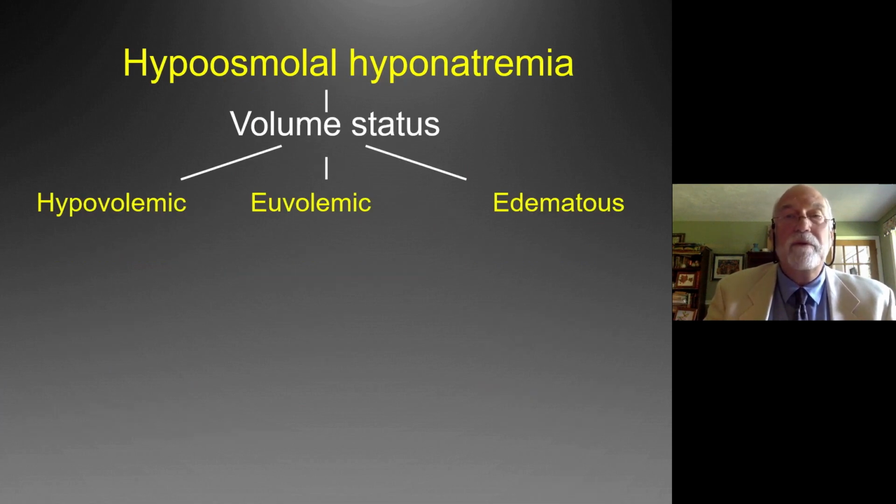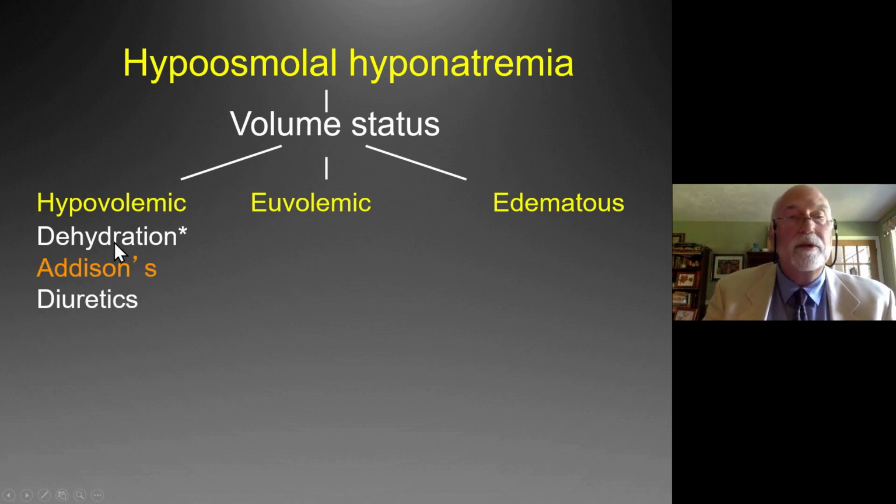And once we've confirmed hypoosmolality, it is really very useful to think about your patient in terms of their volume status. We can have hypovolemic, euvolemic, or edematous conditions of hypoosmolar hyponatremia. Hypovolemic conditions are usually obvious from the clinical presentation, but can be seen in this endocrine disorder of adrenal insufficiency or Addison's disease, or of course through the use of diuretics.